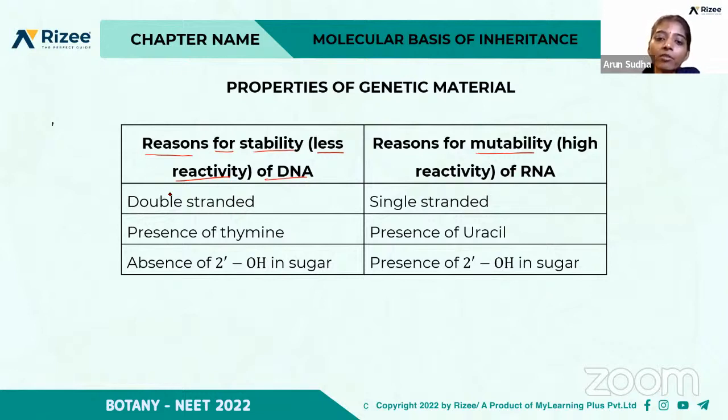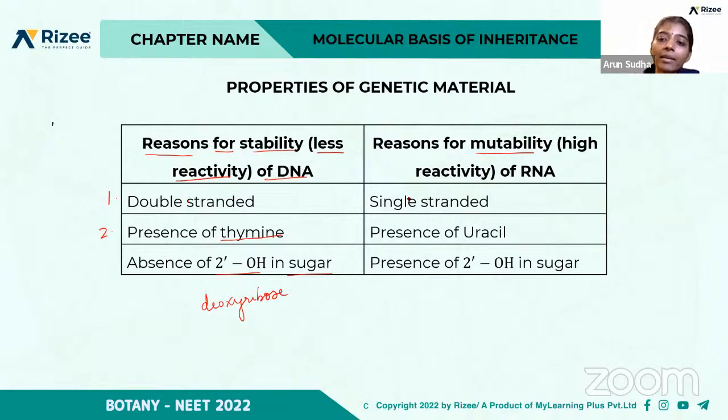So the main reason for stability here is that it is double-stranded. We know that the structure of DNA is a double helical structure. So one reason for the stability is that it is double-stranded, right? And the second reason is the presence of thymine. It has thymine as a nitrogenous base instead of uracil. And also the absence of 2-hydroxyl in the sugar, because it has a deoxyribose sugar which doesn't have the hydroxyl group at the second position. And that is also one of the reasons for less reactivity.